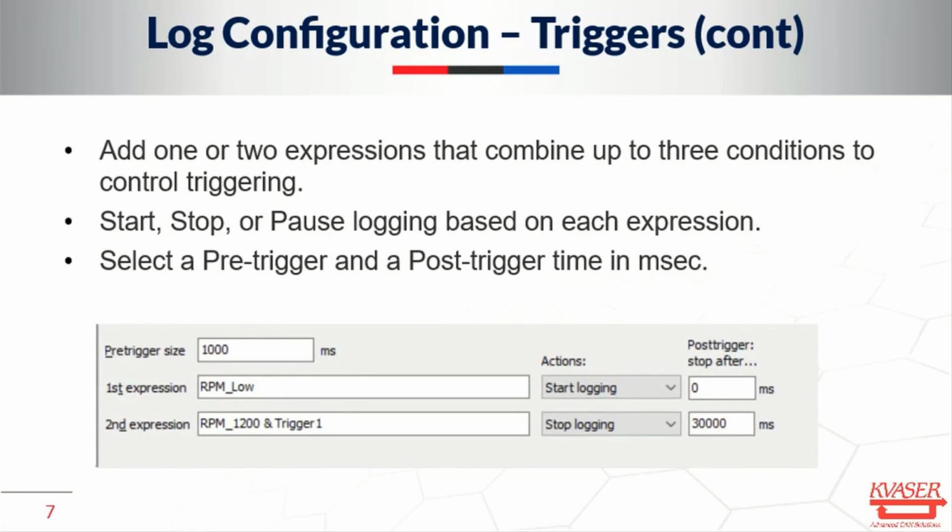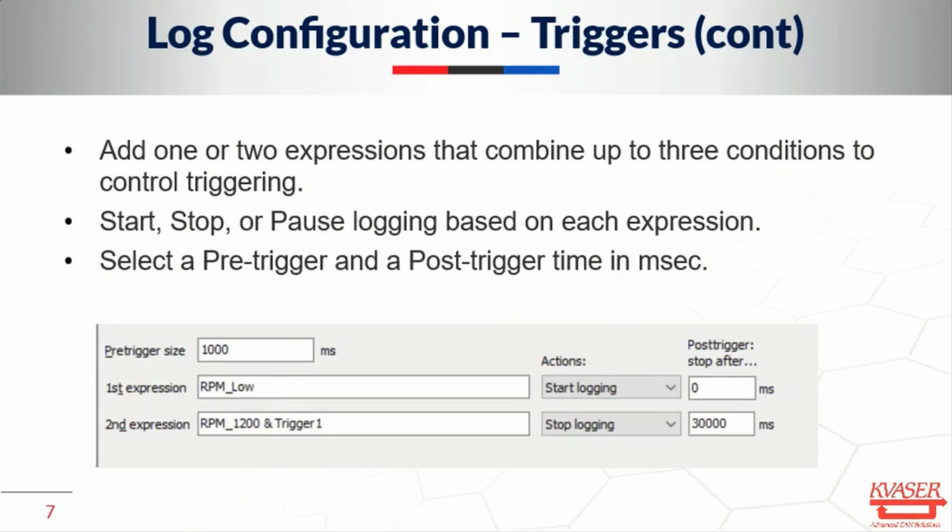Add one or two expressions that combine up to 3 conditions to control triggering. So what I mean here is, once you've defined a few conditions, less than, equal to values to trigger on, you can put some expressions, and you can say, well, I want these 2 conditions both to be true in order to trigger. So in this case, I've got an RPM low expression, and my second expression I've got defined as RPM 1200 and trigger 1.